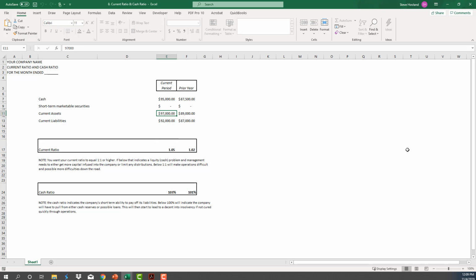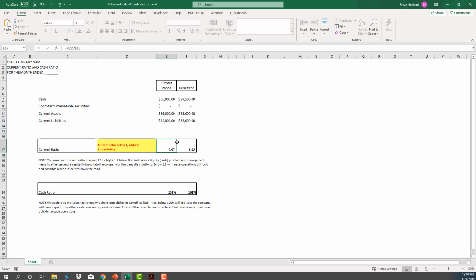But what happens if we adjust this current asset number and we say we only have $89,000? Well, your ratio just went below 1, which is not what you want. And what I've built into this template that you're going to have is a macro that pops up. It's something to warn you when you dump your numbers in. If you look at this, there's three numbers in here. 1, 2, 3. You can input those in no time flat.